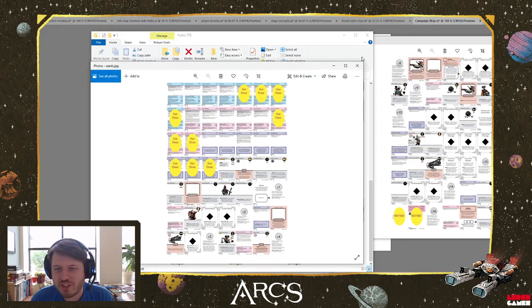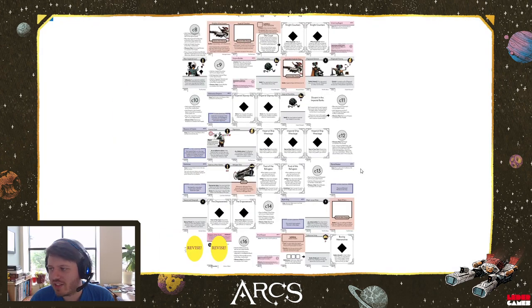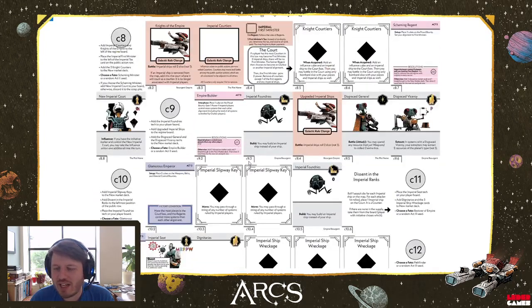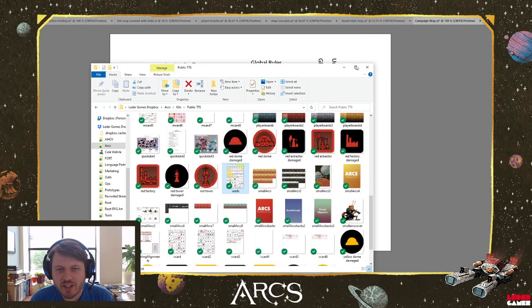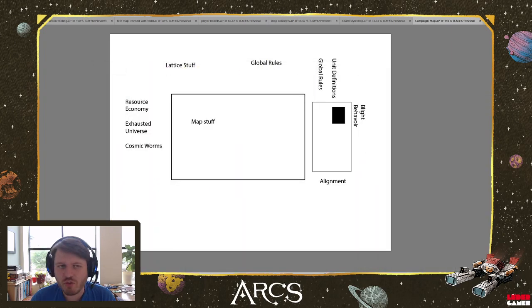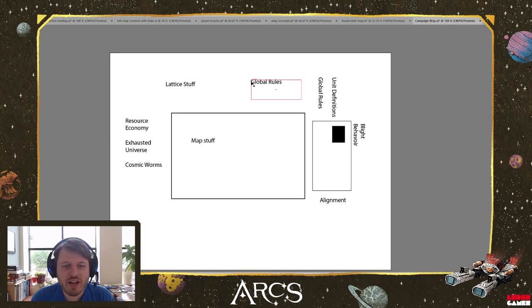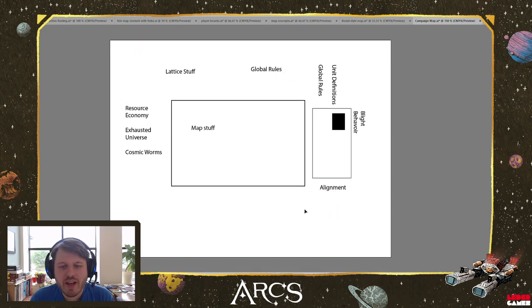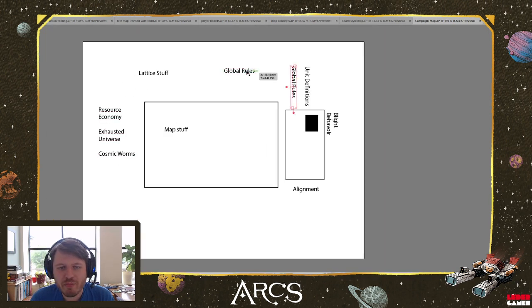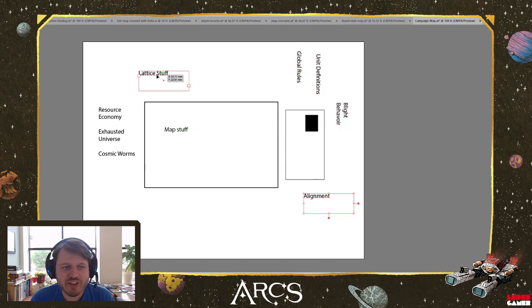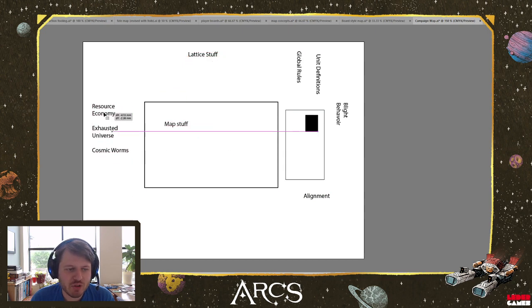The problem with this though is when you look at this card stack, it doesn't mean anything. It's barely intelligible. It requires a lot of leafing around to sort through. So one thing that I have done is I've been searching for other ways of understanding ARCS. This is the very beginning of a document I'm going to build out that basically says, here's what can there be in ARCS? We can have unit definitions, global rules, blight behavior, alignment stuff, lattice stuff, map stuff, resource economy.